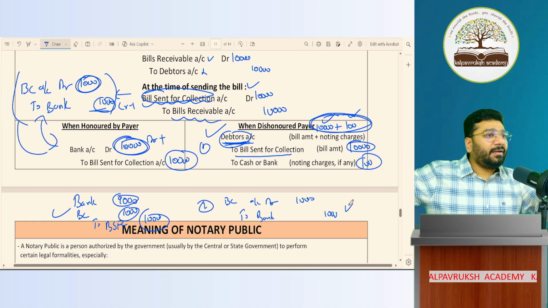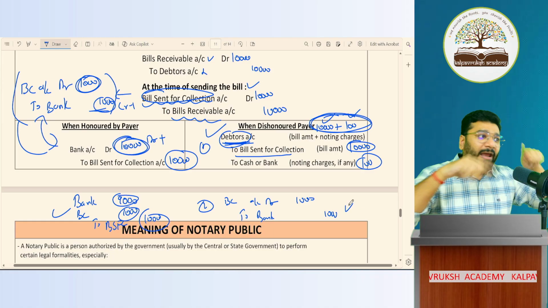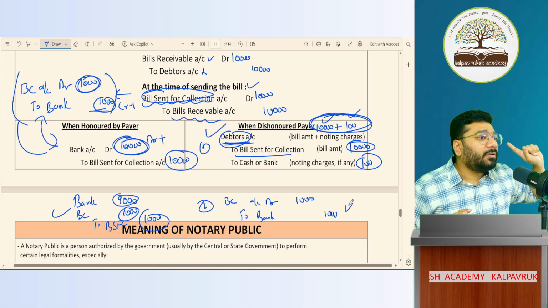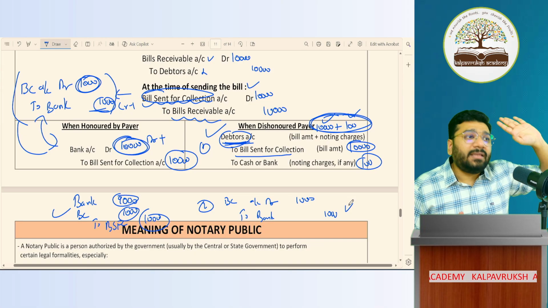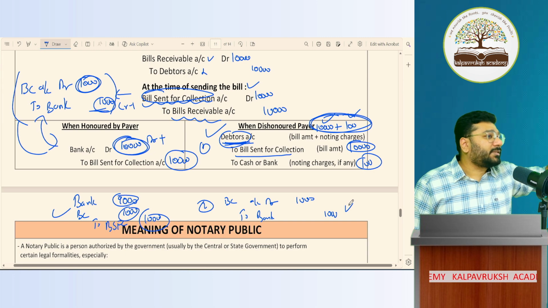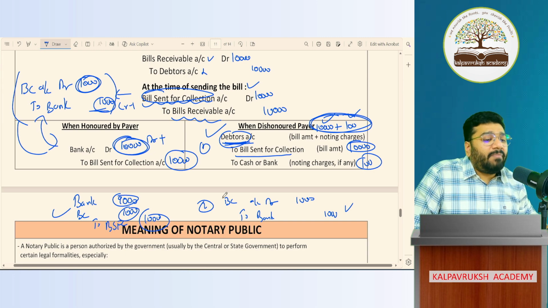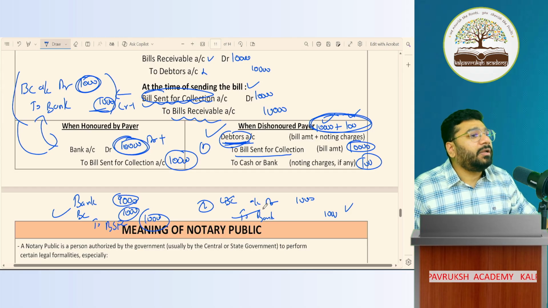He went to the house and collected the money, no? He has done so much work for you, no? So you have to pay money or not? On behalf of the customer, banker has done the job or not? He has done his work or not? Yes. So he will take his charges. That's why I said bank charges to bank, separate entry. Got it, not got it?